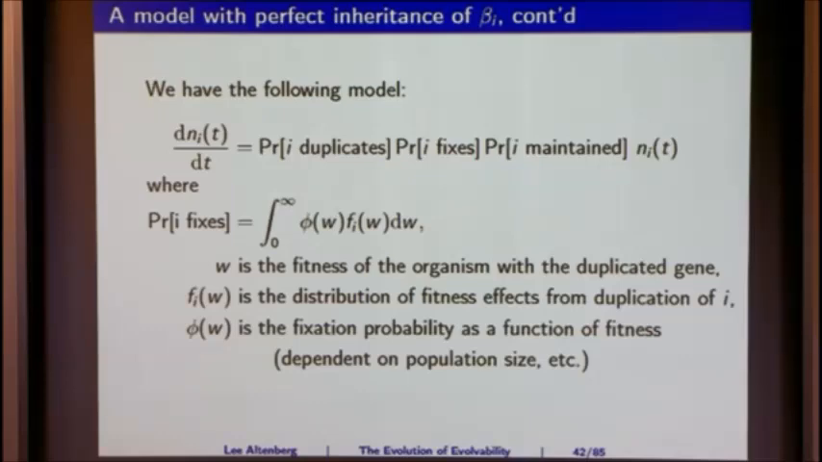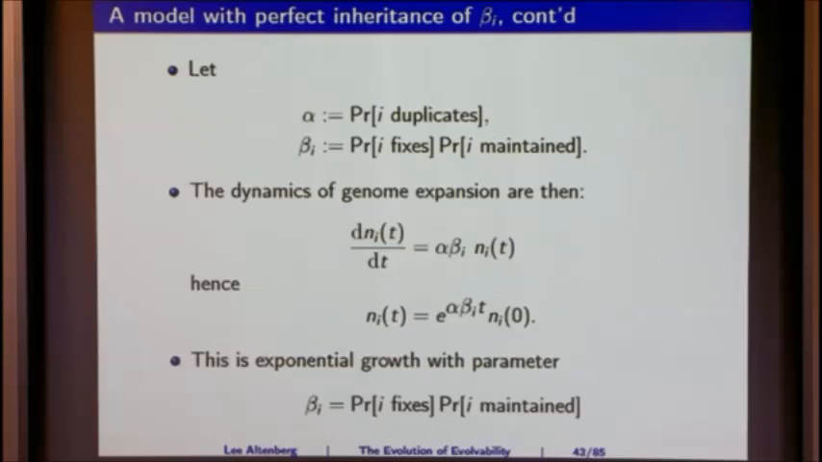So, if we let alpha_i be the probability that gene i duplicates, and beta_i the probability that it fixes and is maintained in the genome, then the dynamics of genome expansion are this very simple differential equation, which has this exponential solution. And it's exponential in this beta_i property, which is the property that the gene fixes and is maintained in the genome by selection.